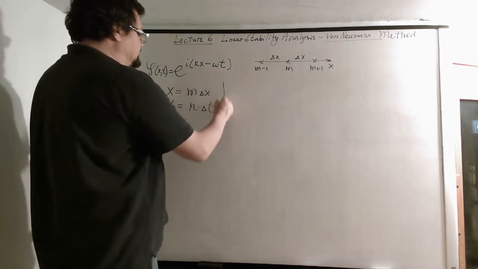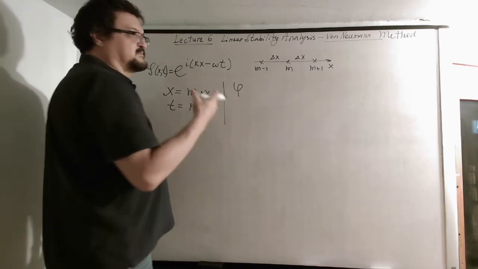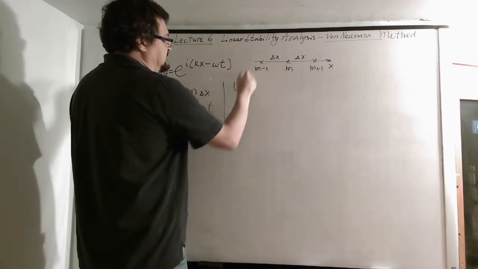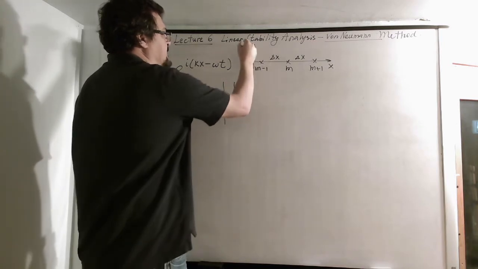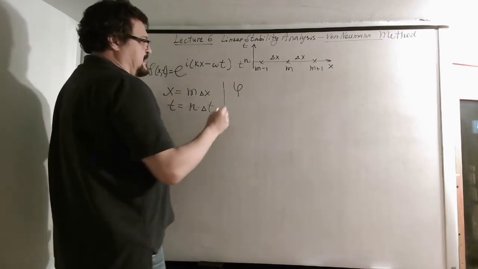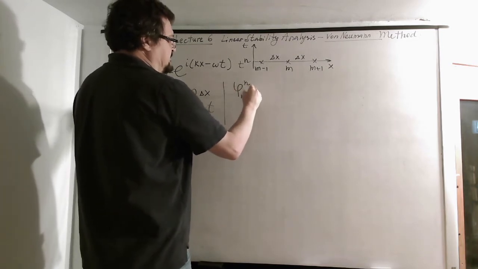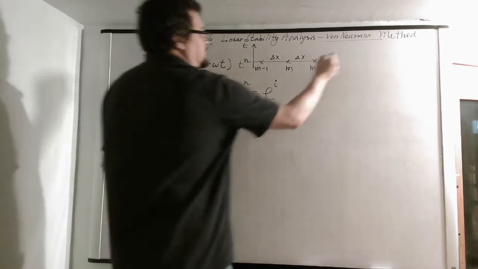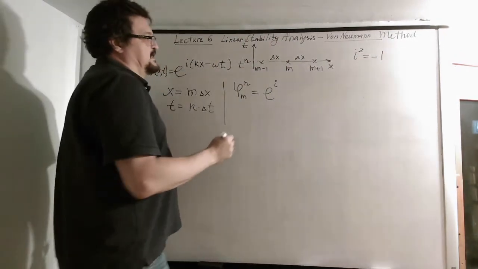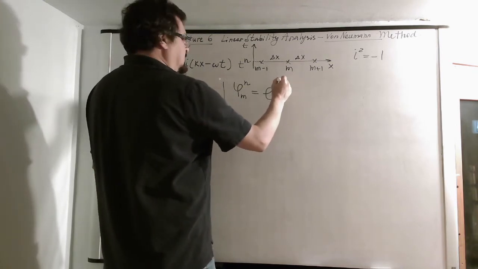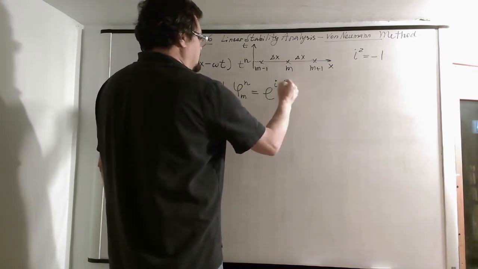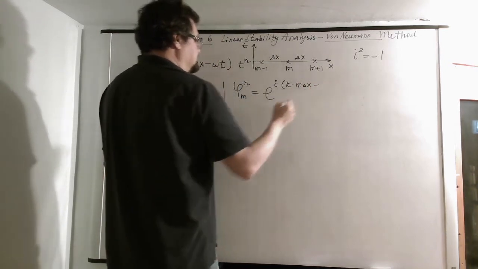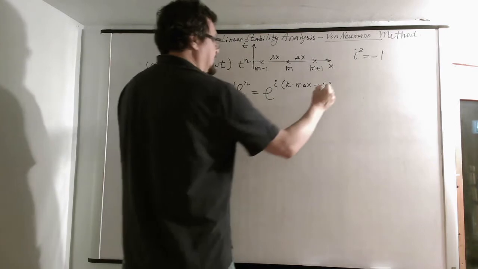So if we substitute, we get that our grid, or numerical, representation of our solution at point m and time step n is phi m n equals e to the power of i, where i is the imaginary unit, so i squared equals minus 1, times k x, which is k times m delta x, minus omega n delta t.